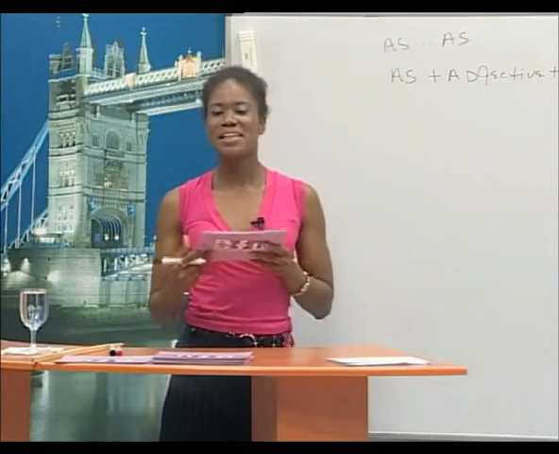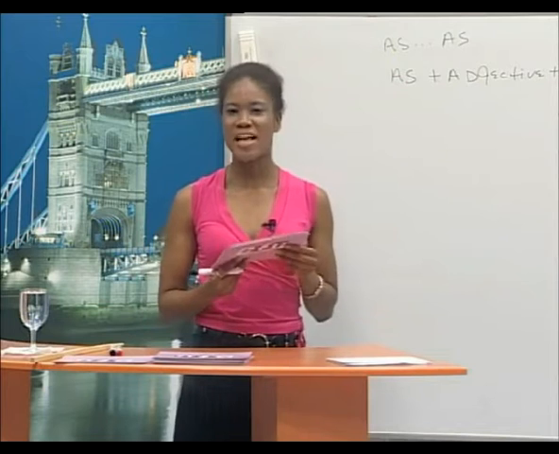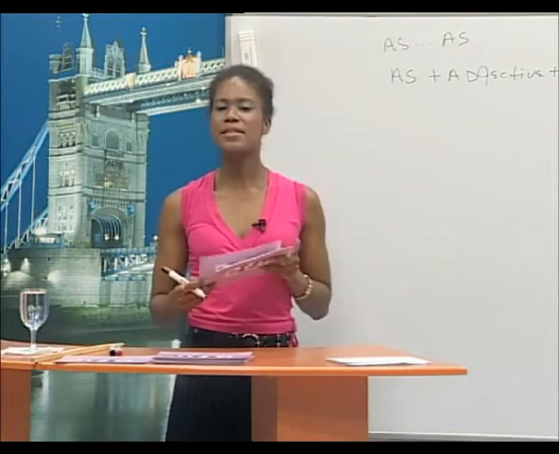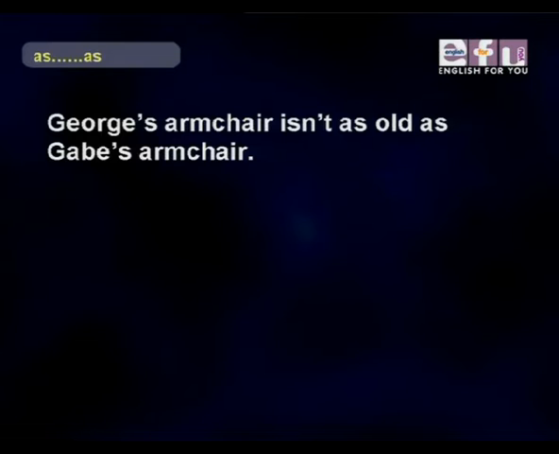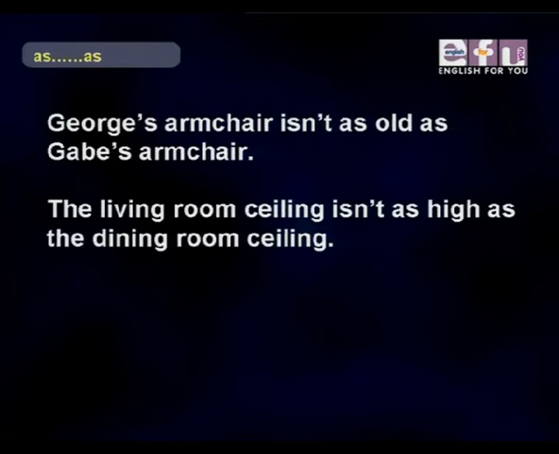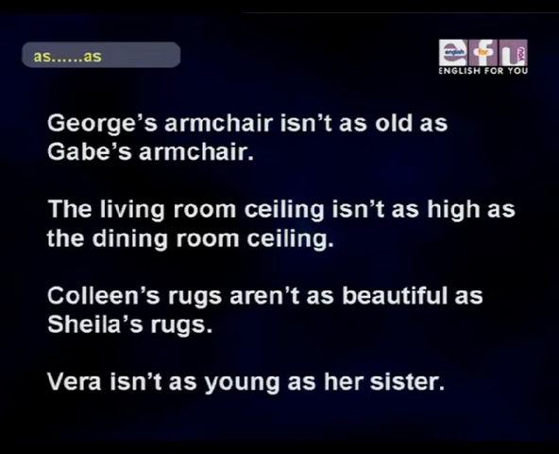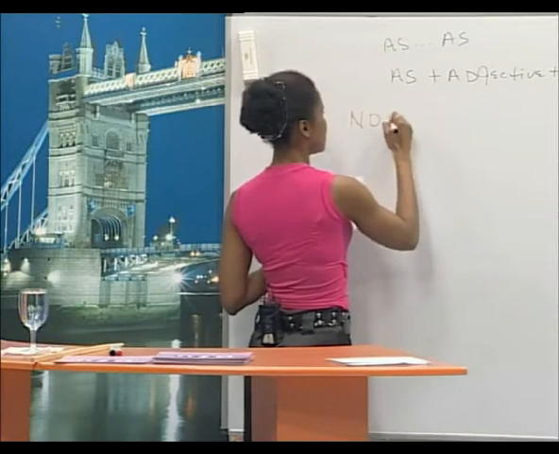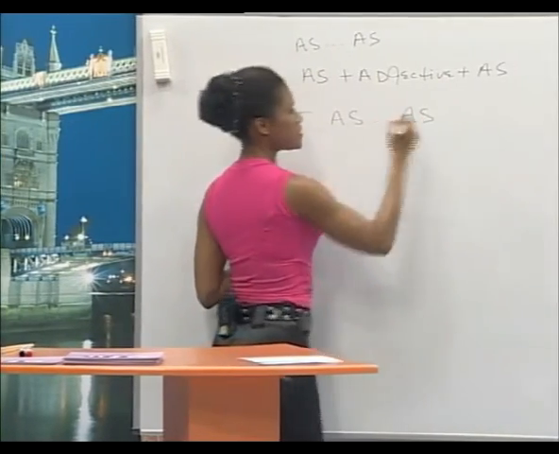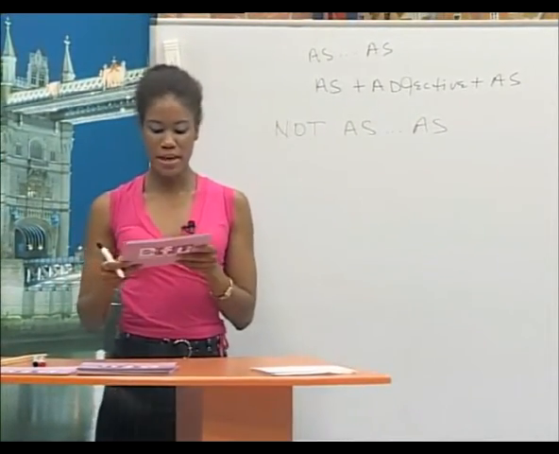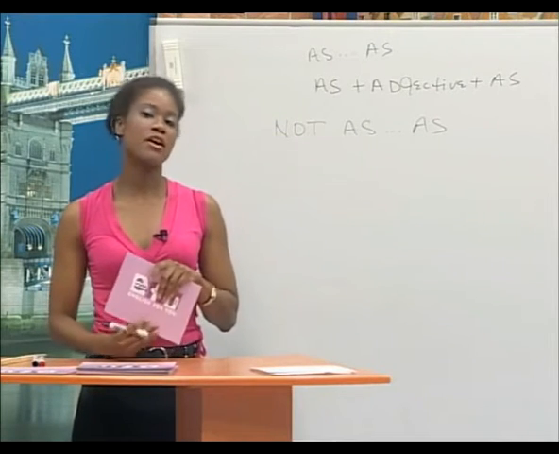Good job, everyone. Now, let's talk about the negative of as with adjectives. Take a look at these sentences. George's armchair isn't as old as Gabe's armchair. The living room ceiling isn't as high as the dining room ceiling. Next example. Colleen's rugs aren't as beautiful as Sheila's rugs. Next example. Vera isn't as young as her sister. So the negative form of as is not as. Okay, it is used to say that two parts of a comparison are not equal.